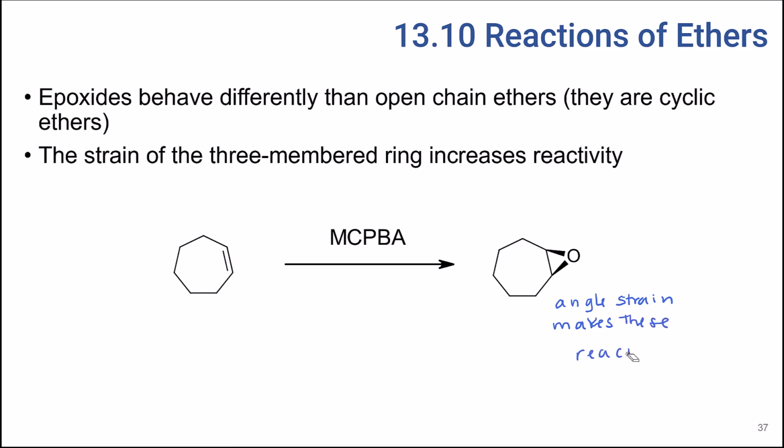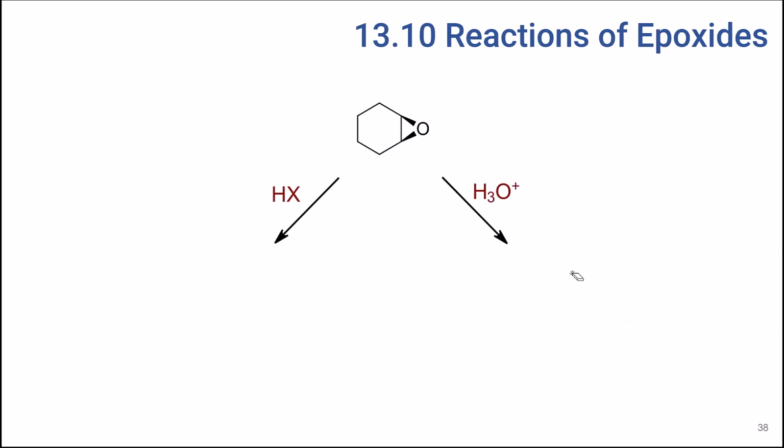So we have nice juicy electrophiles right here with an oxygen leaving group built in. When we react an epoxide with H3O plus, or acid and water, we get a diol that is anti. If we react it with HX, we get a halohydrin that is also trans. And that's because we're getting a backside attack of the nucleophile.